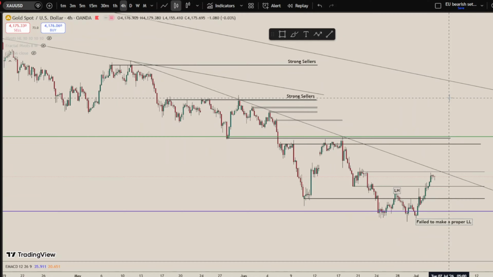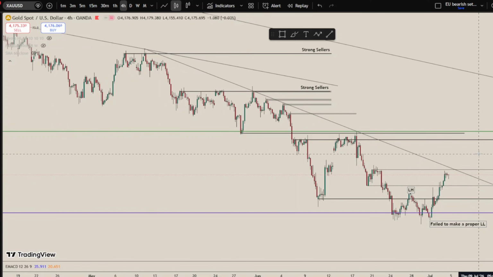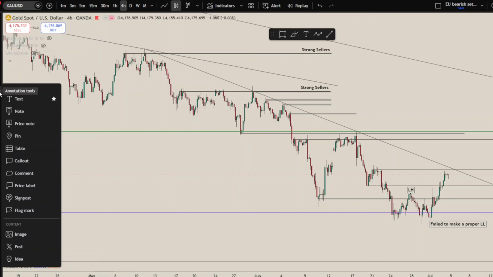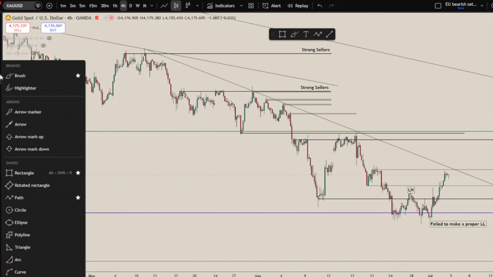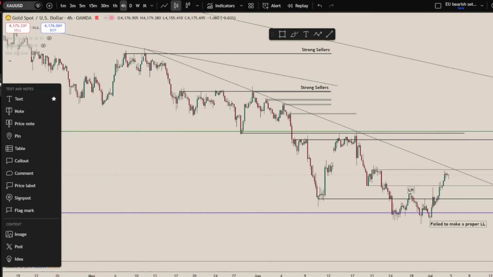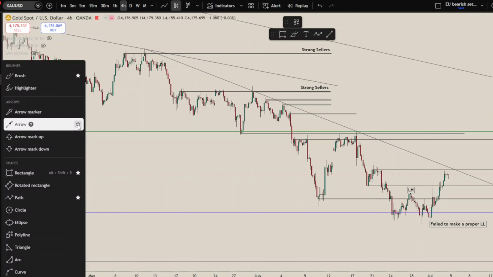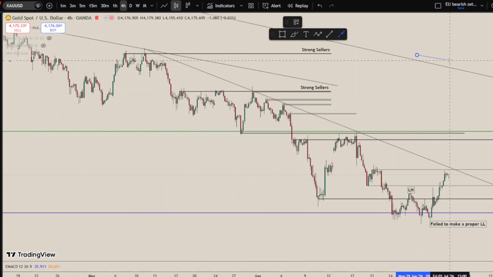We could see something beautiful on this chart because the price broke out from this level and made the low, and we can see the indication. Let me get this arrow tool as well. That's better.